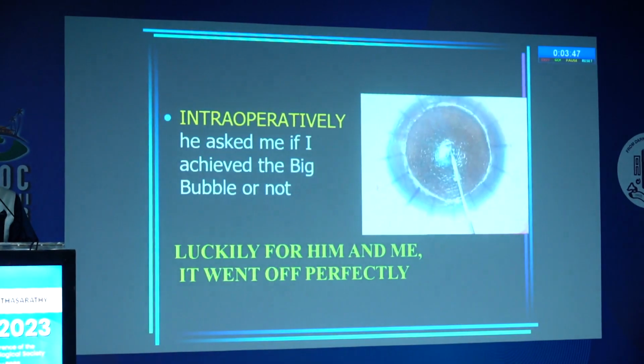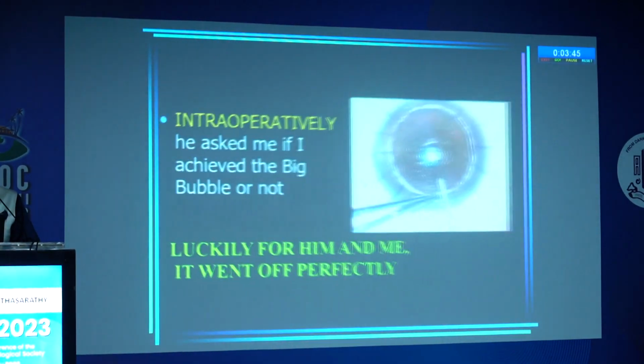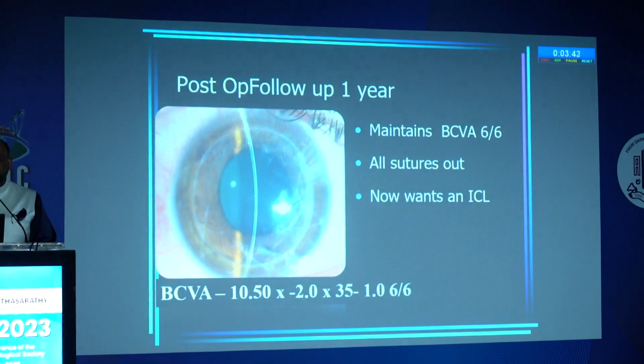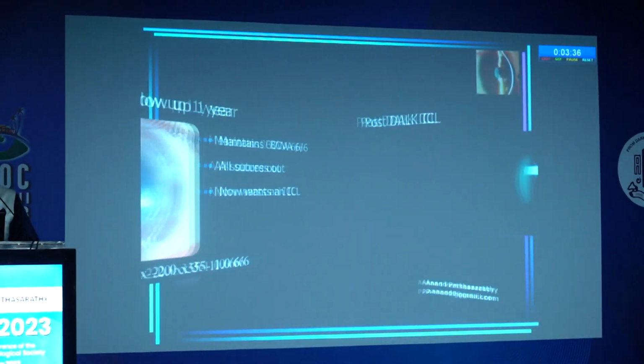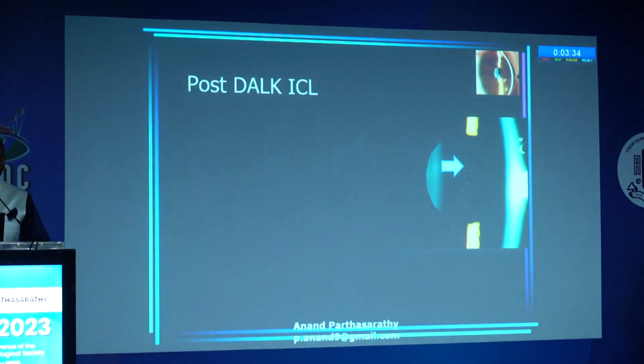Luckily for him and me, the surgery went perfectly, and after about a year, he maintained 6/6 vision, all sutures were out, and now he wanted an ICL with this refraction. We did an ICL, but he had also contacted a lot of surgeons because he wanted the one without the PI, which was actually not available at that time.